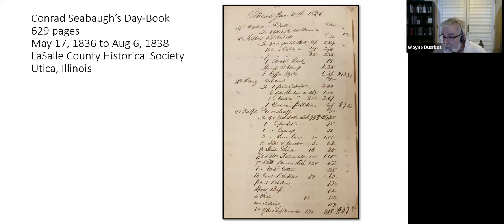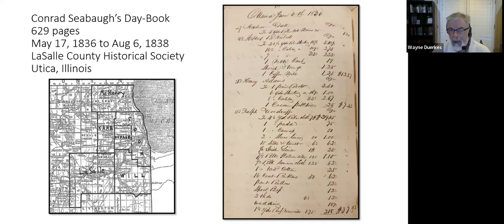And believe it or not, for those of you who have looked at a lot of 19th century documents, Mr. Seabaugh and his clerk, they had very nice handwriting. It's relatively easy to transcribe. And this was very important for someone like me with my old eyes, because sometimes these are real difficult to go with.